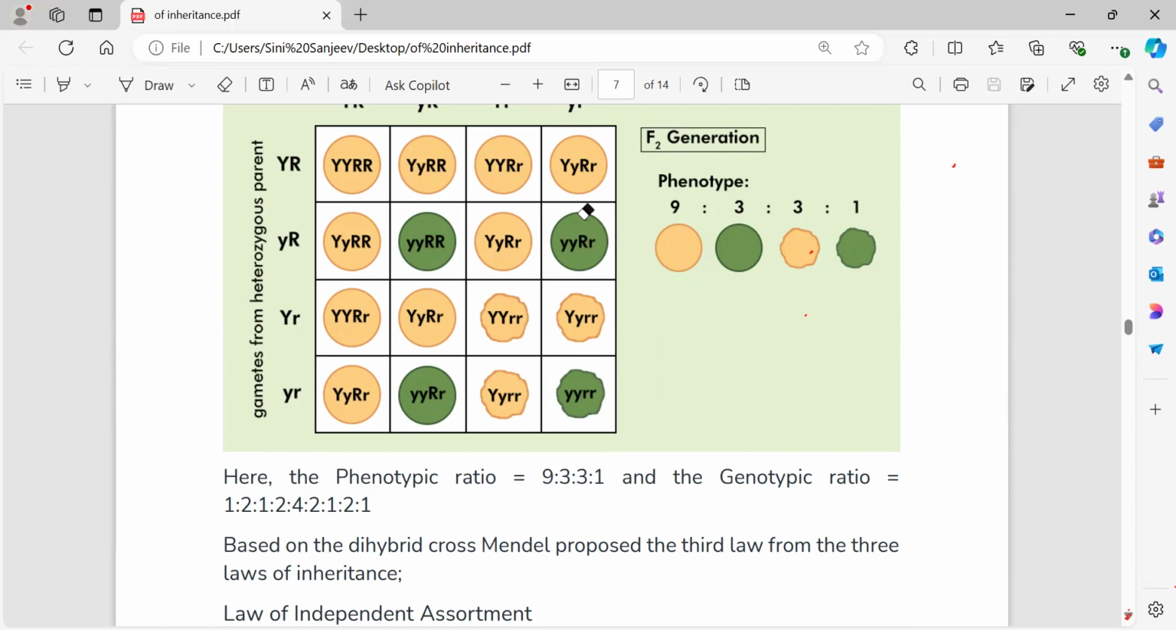Dihybrid cross. In the first, we saw the monohybrid cross, in which we saw the law of dominance and the law of segregation. Whereas in the dihybrid cross, you have the third law, the law of independent assortment.